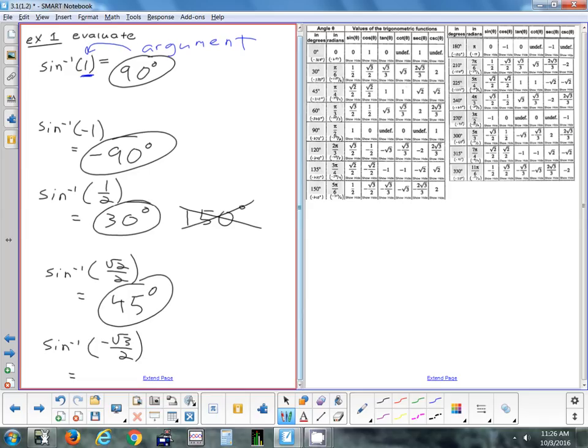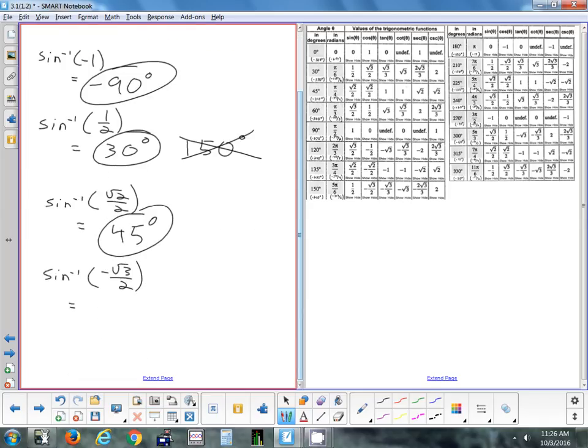Let's try one more with inverse sine, and then we'll move on to inverse cosine and inverse tangent. All right, so the next one is inverse sine of negative root 3 over 2. Make sure you see that negative, because if you do positive root 3 over 2, it's going to be a different answer.